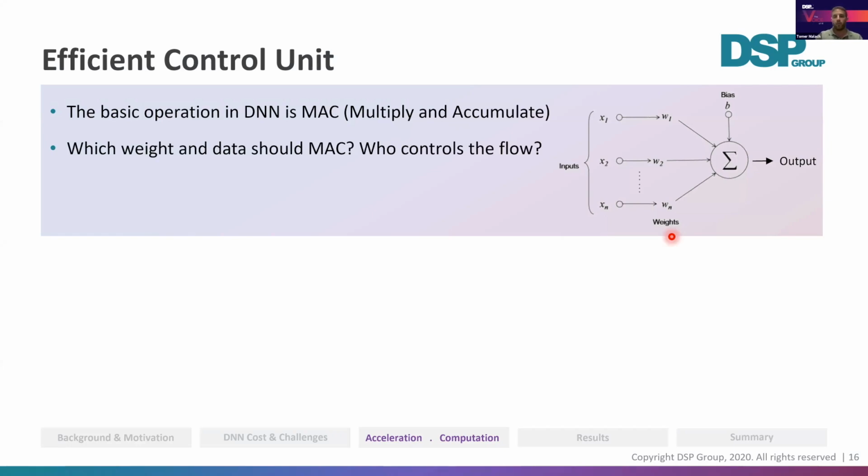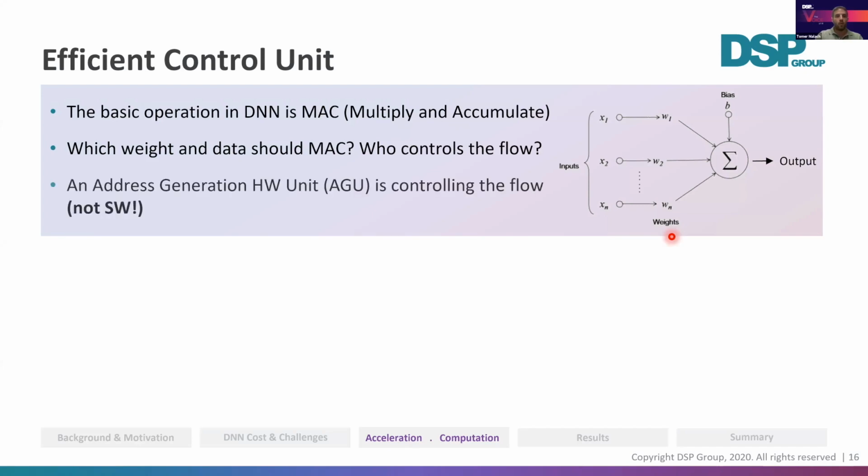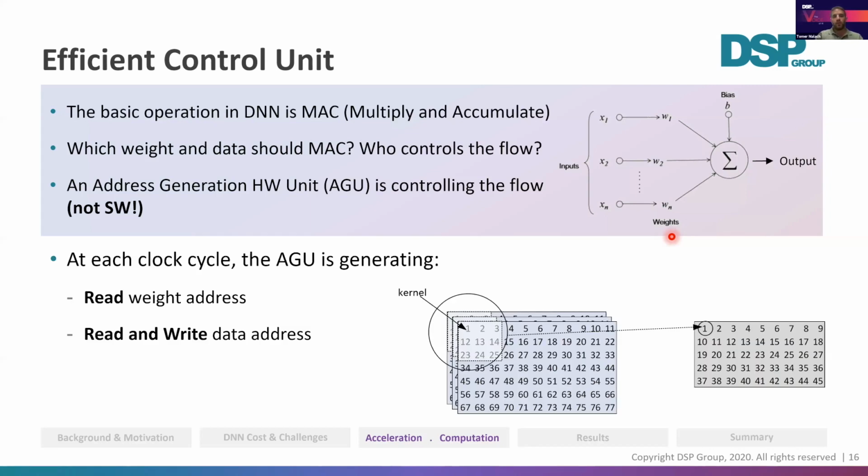Who controls the flow? In software, it's really easy. The programmer writes some code that controls the flow. But in hardware, we are using something else. We are using a hardware unit that we call an AGU, an address generation unit, that controls the entire flow. The purpose of the AGU is to generate three addresses: the read address for the weight, a read address for the input data, and a write address for the result of the neuron.